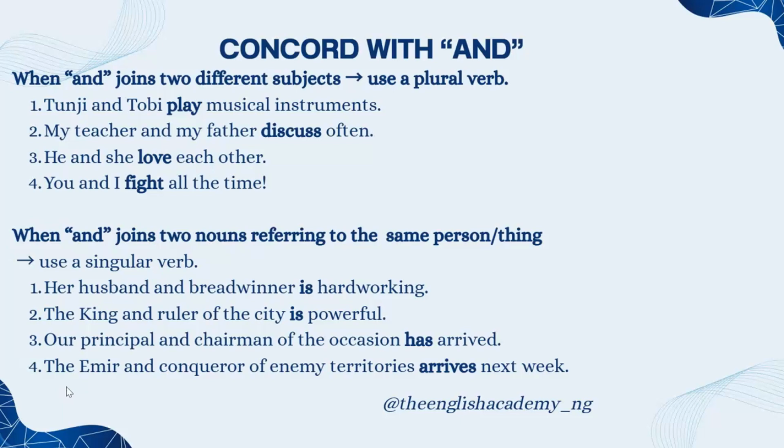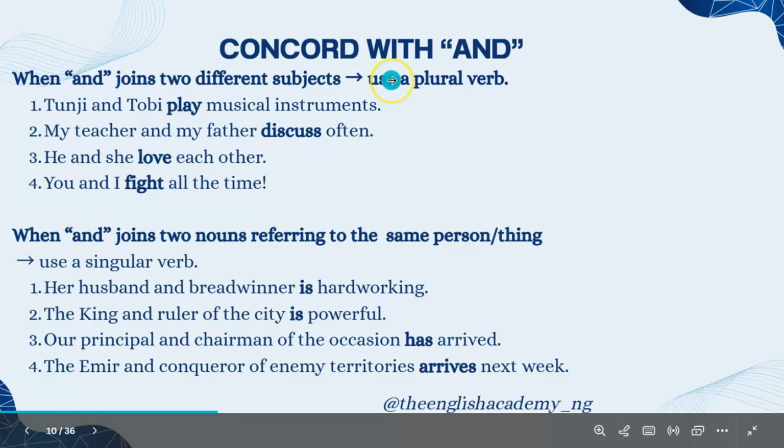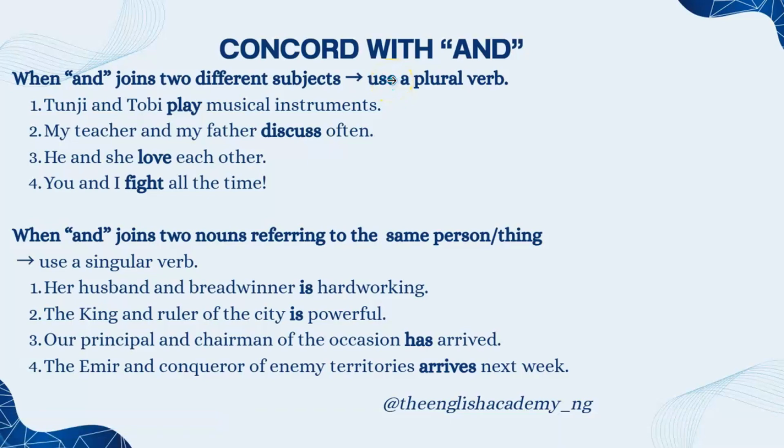The first rule we are going to talk about is concord with and. Concord with the use of and. How do we use and in a sentence? The first part is this: when and joins two different subjects. Remember, we've talked about subjects in our previous lesson. You can check the part 1 of this lesson. So when and joins two different subjects together, please use plural verb.